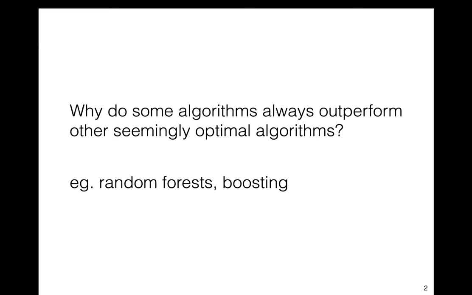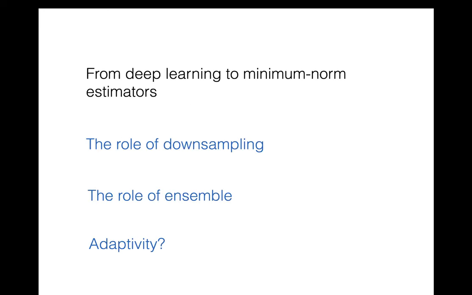This belongs to one of our very recent research programs. We try to understand, for example, why some algorithms always outperform other similarly optimal algorithms. As statisticians, we always try to prove a certain algorithm is optimal in a certain regime, right? But there are always some algorithms, such as random forest or boosting, that just work so well in practice across different data sets. We try to understand this phenomenon. I'll give maybe some conjectured solution at the end of this talk.